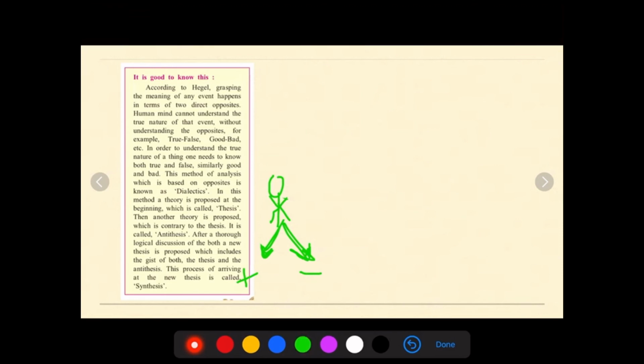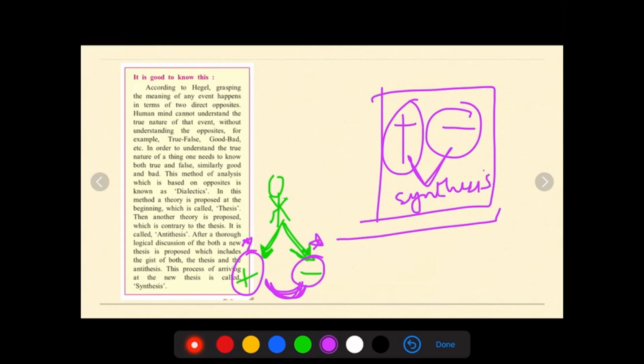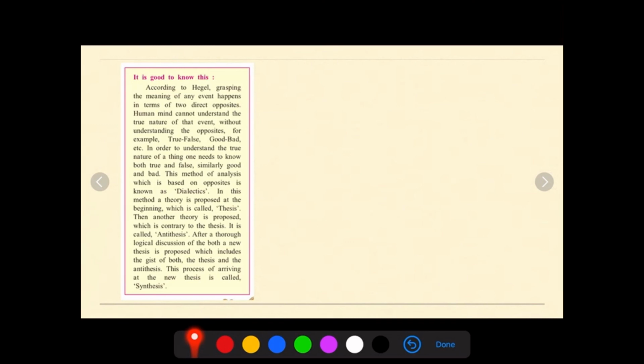Now after proposing these theories, a thorough discussion is done of both the thesis, the positive one, as well as the antithesis, the negative one. Then another theory is proposed which contains both the positive and negative factors, which includes the gist of both of them, and it is known as synthesis. This process of arriving at a new theory is called synthesis. I'll explain it to you again if you haven't understood.